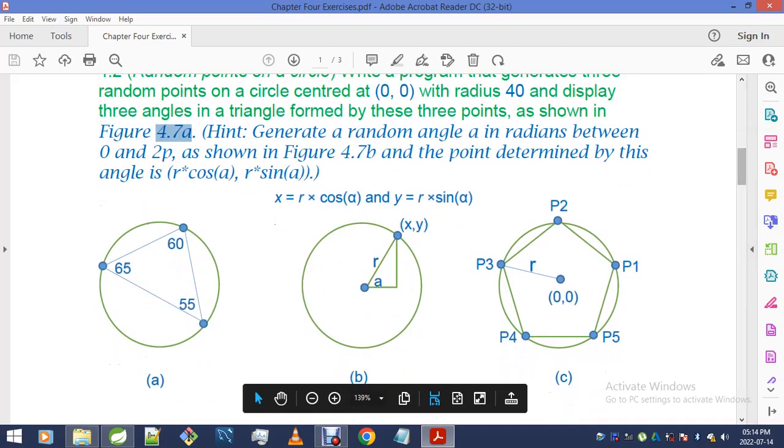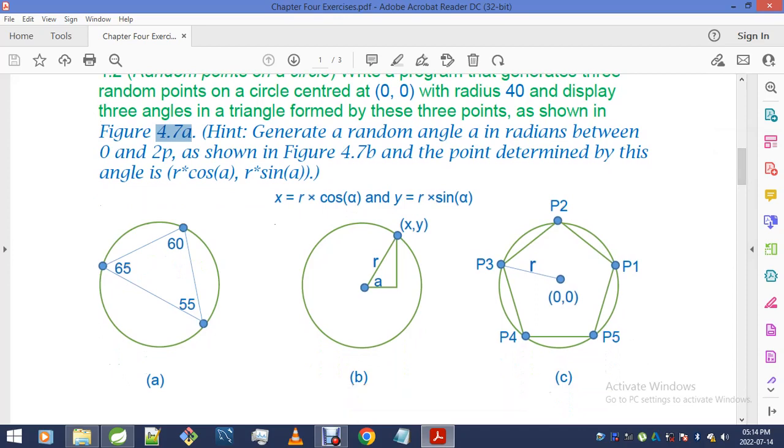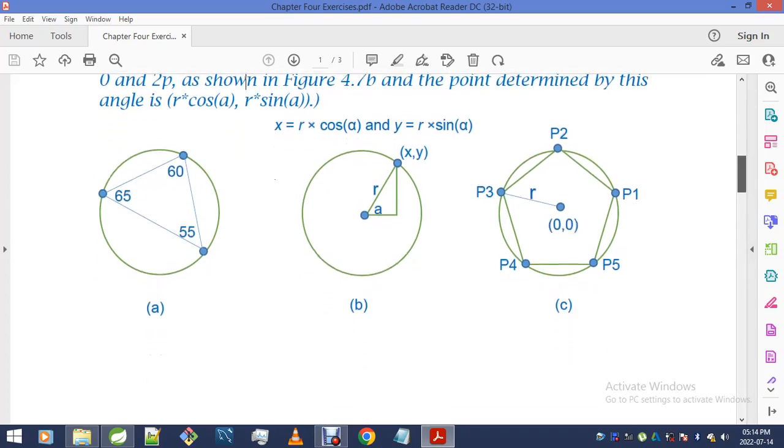Okay, so hint, you gotta generate a random angle A in radians between 0 and 2 pi. Again, that's supposed to be pi, not p, as shown in figure B. And the point determined by this angle is given as that.